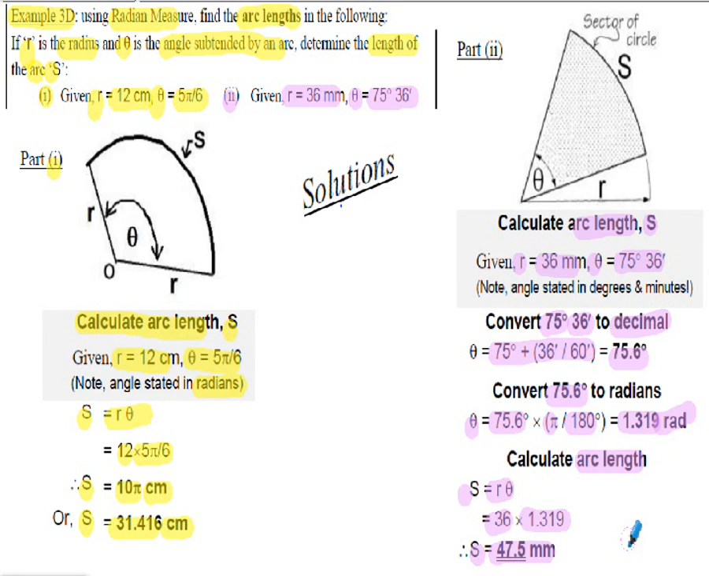So be careful with the information given. In the first part of the example above, we were given the angle theta in terms of radians, so we could use the s equals r theta formula immediately. But in the second part of the example, we were given the angle in terms of degrees, so we have to convert that first of all to radians before we use the s equals r theta formula.